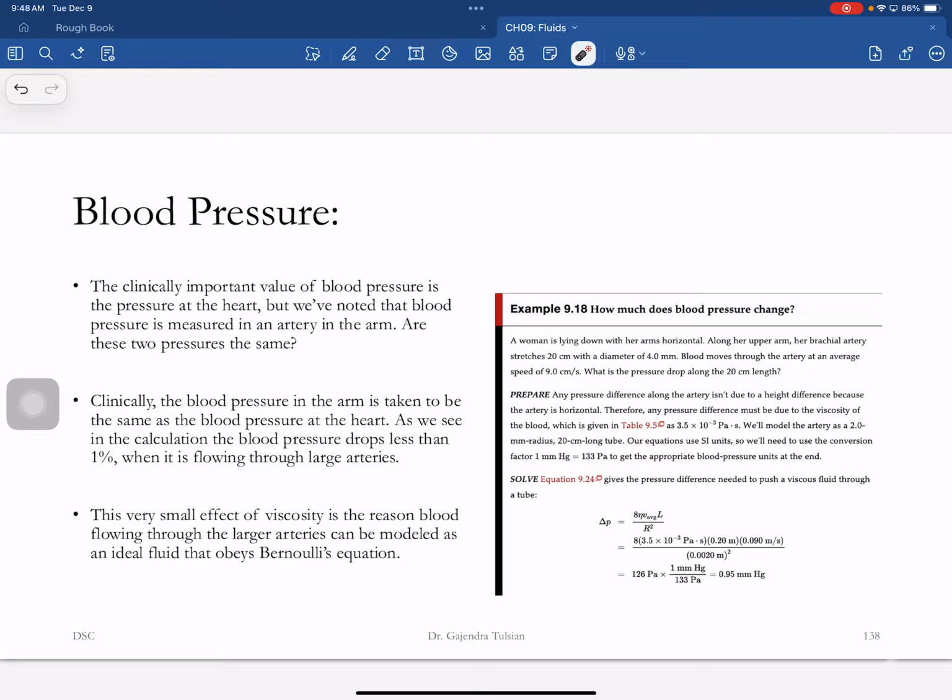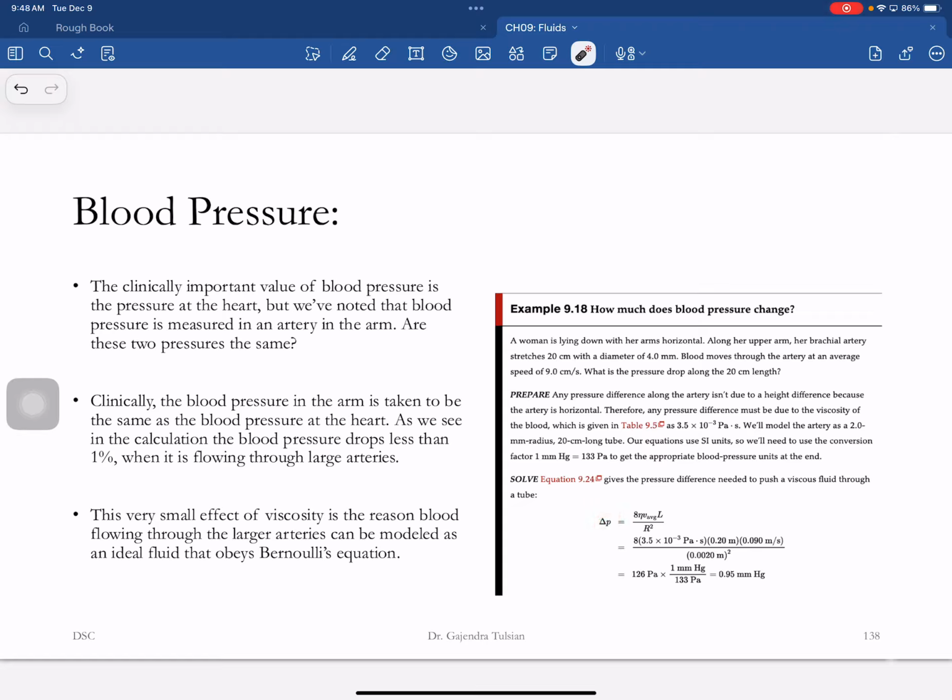That's what an echocardiogram can do. A sonogram can measure that. So you measure that like that. Now we're going to calculate the blood pressure drop in the brachial artery. And that's what this is.